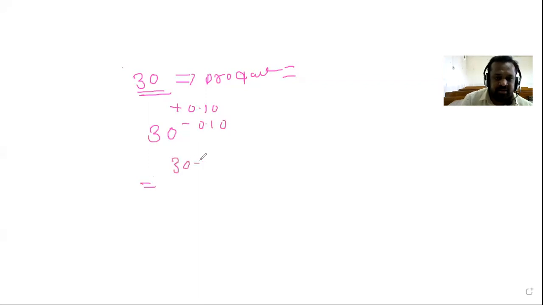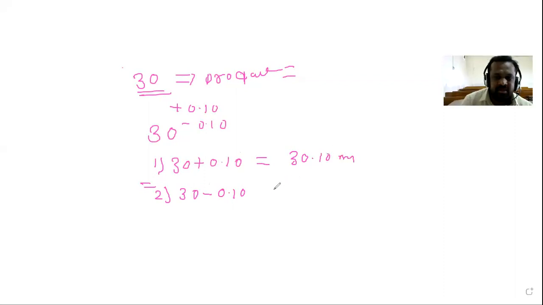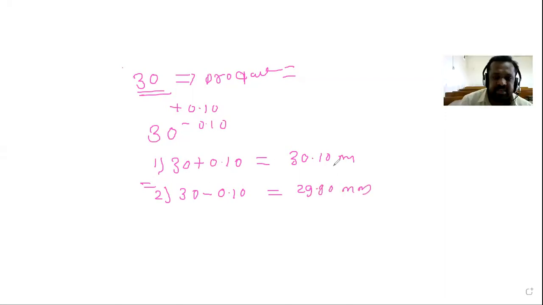Then 30 plus 0.10 mm, and 30 minus 0.10 mm. Then tell me the answer. What is this answer? It will be 30.1 mm, and again here, 29.90. Now see here, up to that much variation they have allowed.